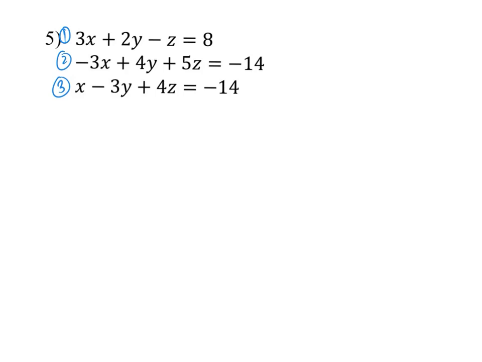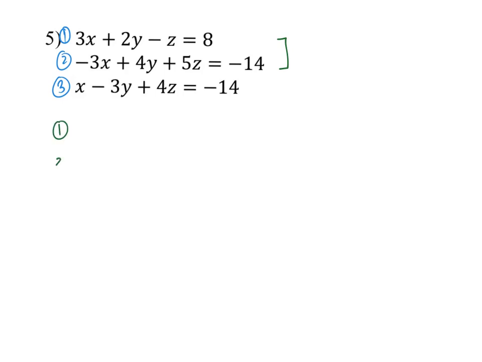You just need to make sure that the variables end up canceling. So whether you need to multiply something in to make that happen, you do you. For me, I'm going to just use the x's because it seems like the easiest route, because if I pair up 1 and 2, right? They already cancel out the x's.